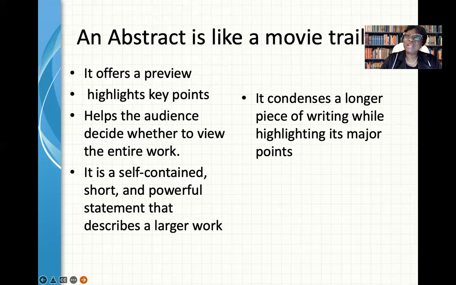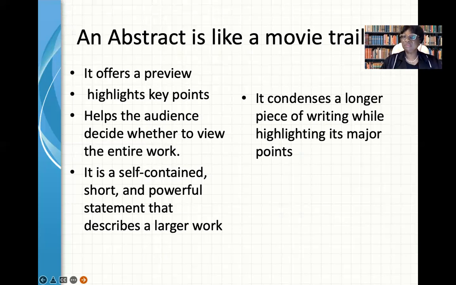Because it's your abstract that will let people know, oh, you have done a lot of work and it needs to be read. It needs to be revealed. It is a self-contained, short and powerful statement that describes a larger work.